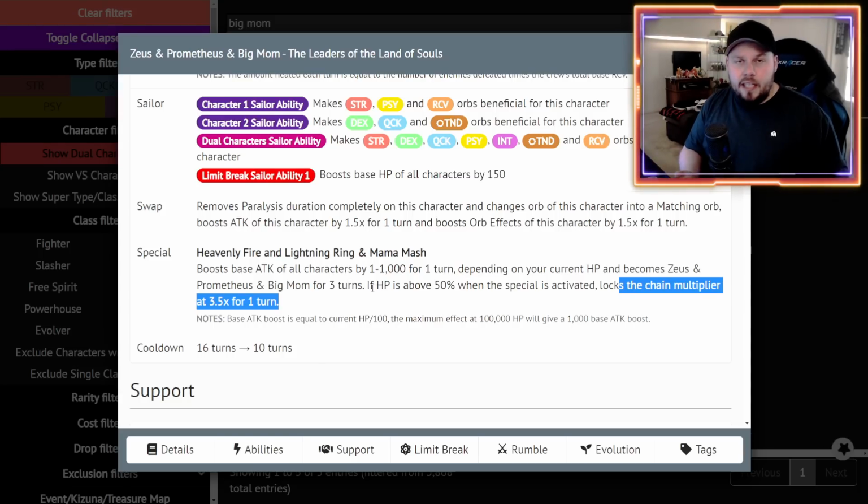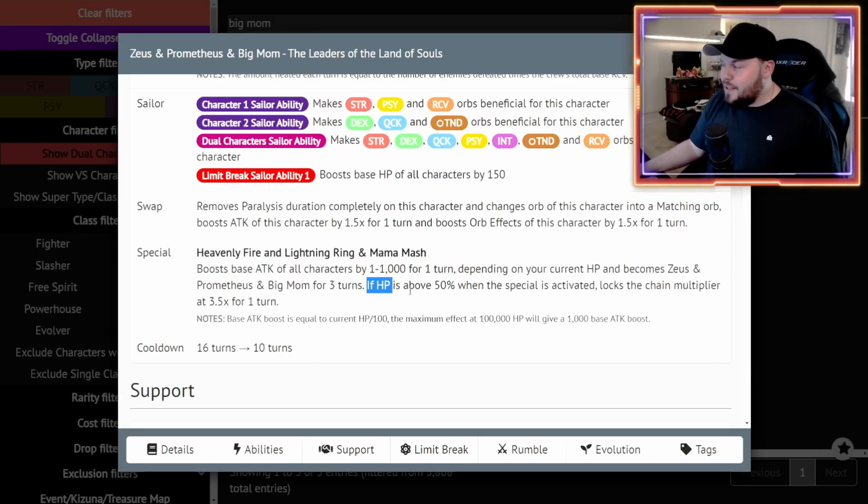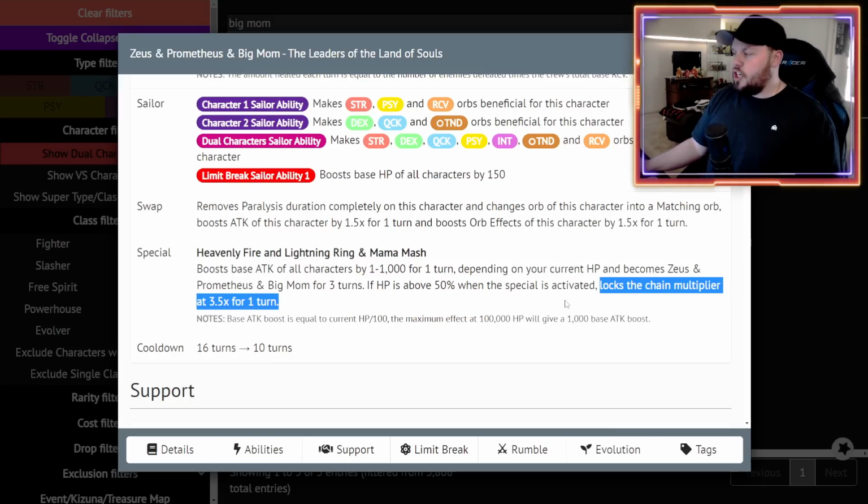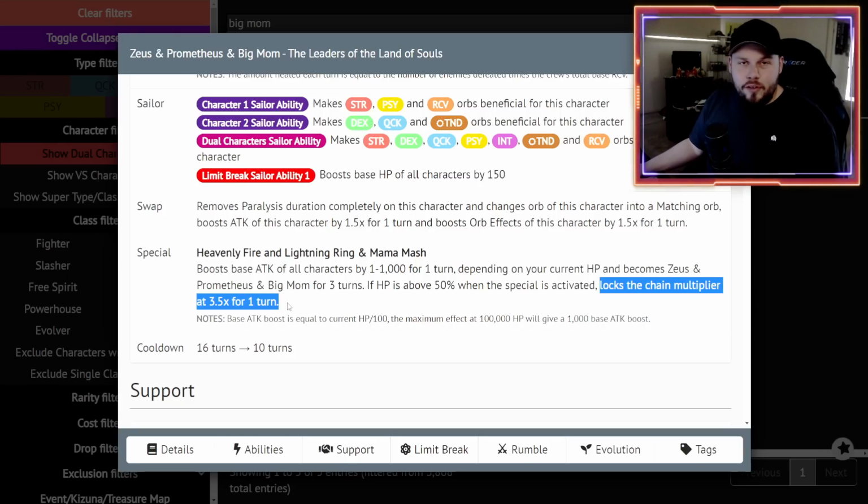This character has a healing mechanic in their captain, but there's also the downside that every time you take damage, it's going to be increased damage taken. So sometimes this could be difficult to actually get, but I do think that being able to lock the chain multiplier 3.5 even on release was still pretty good. But as we all know, chain boundaries are a lot better than chain locks, so this definitely needs a change.